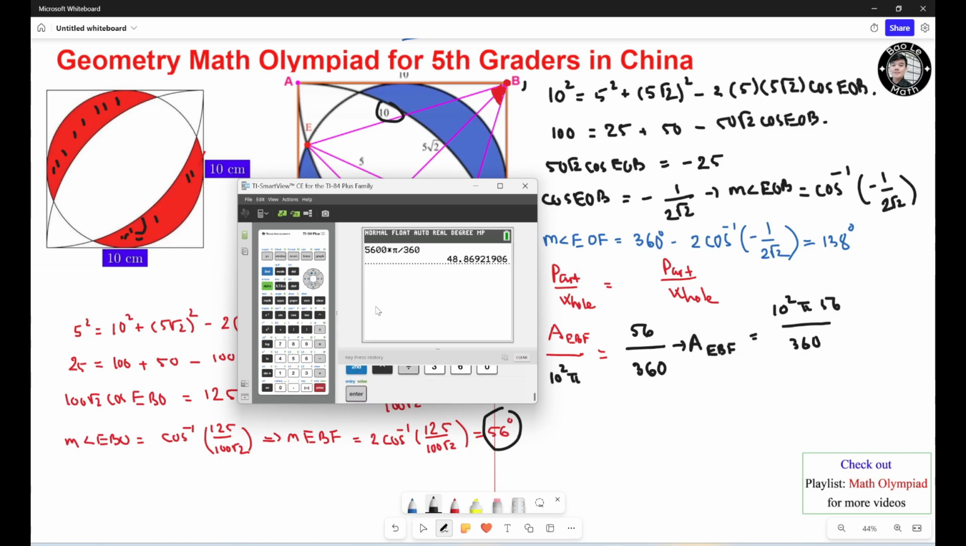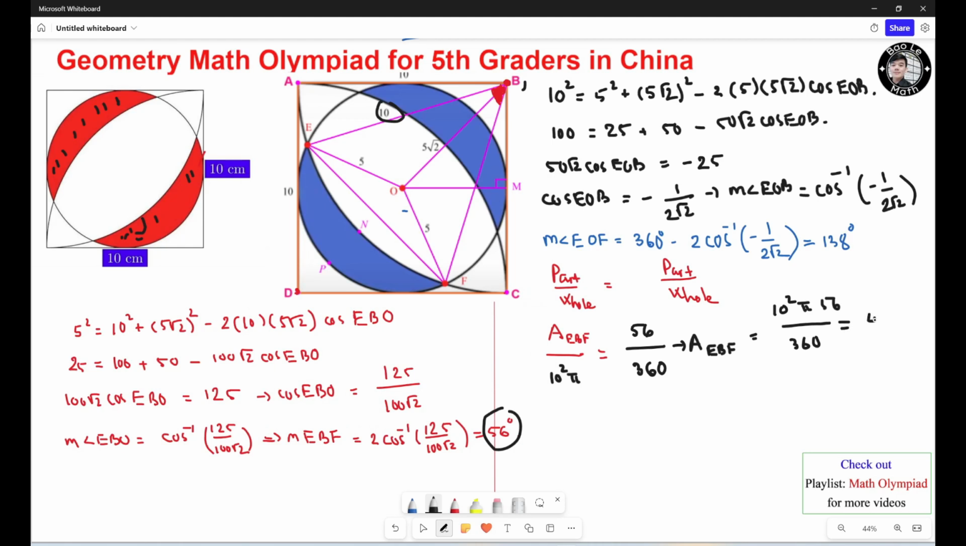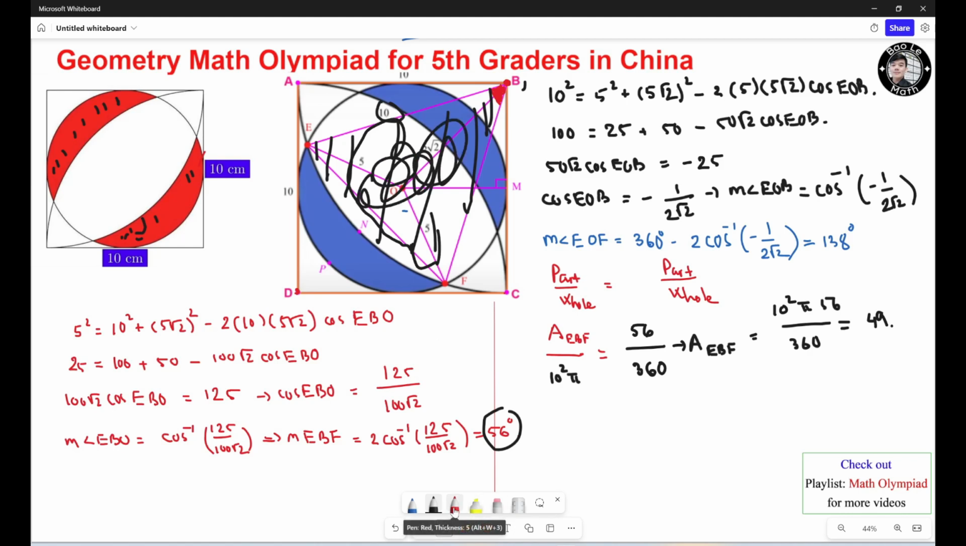It's going to be roughly 49. So we just calculated the area of this sector right here. Now we need to calculate the area of the triangle EBF, which is this one, and then we subtract it from the area of the sector to get this one right here. We need to find the area of the segment right here.